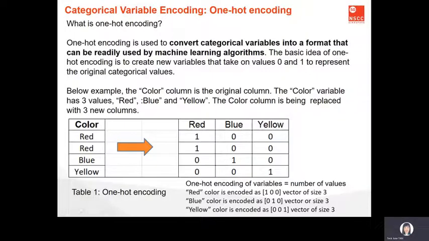Another type of categorical variable encoding is one-hot encoding. What is one-hot encoding? One-hot encoding is used to convert categorical variables into a format that can be readily used by machine learning algorithms. The basic idea of one-hot encoding is to create new variables that take on values 0 and 1 to represent the original categorical values.